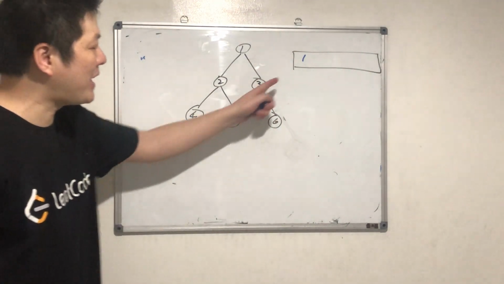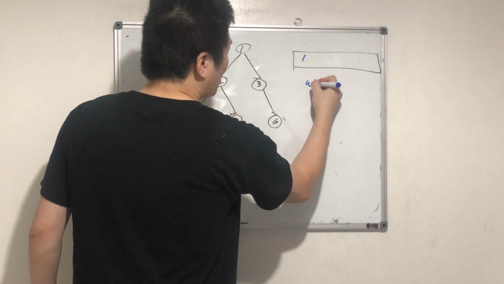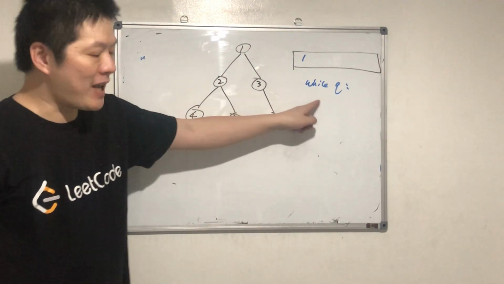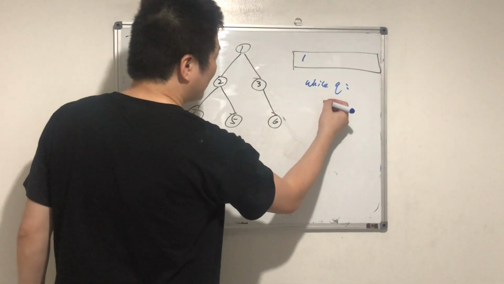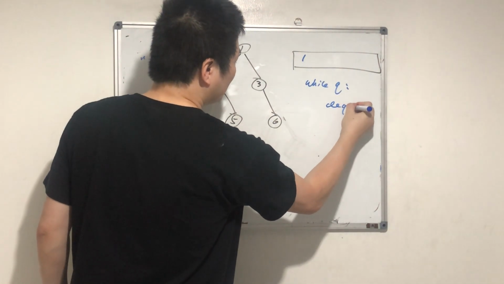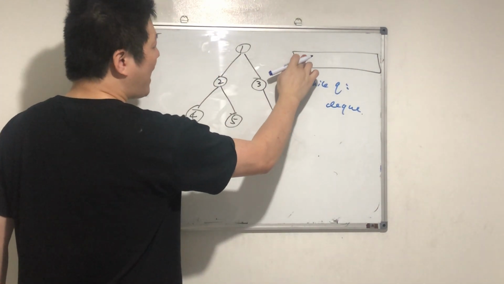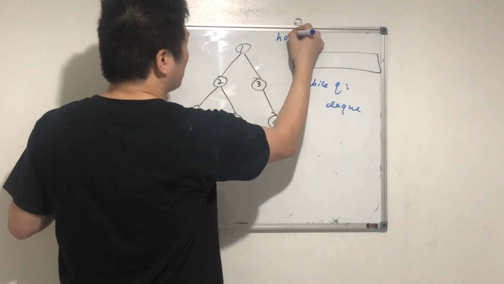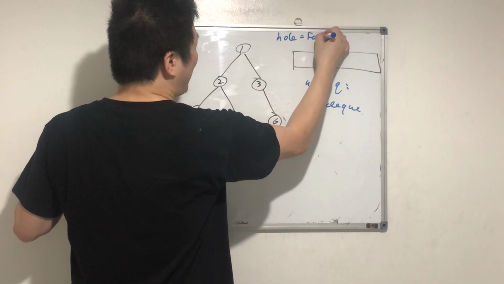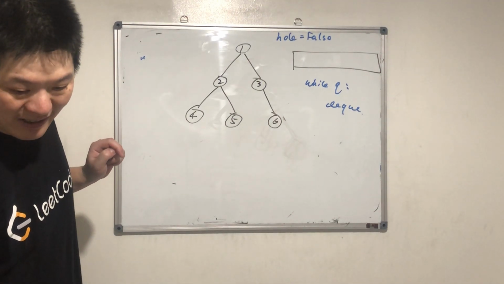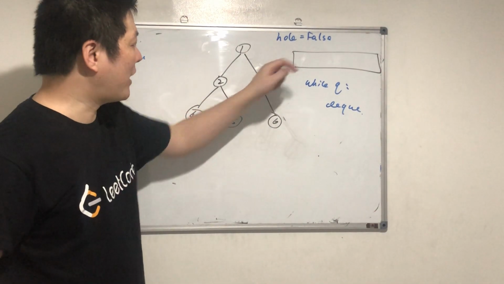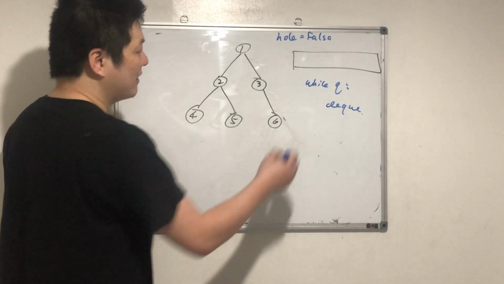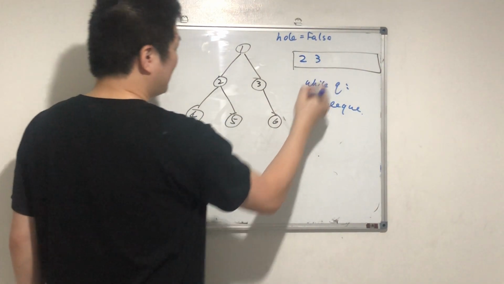So we repeat: while the Q is not empty, we dequeue 1, right? Dequeue, which is pop left. I take it out. At the beginning, I set the hole to false, because we haven't met any hole. I take 1 out. What should I push? 2 and 3.